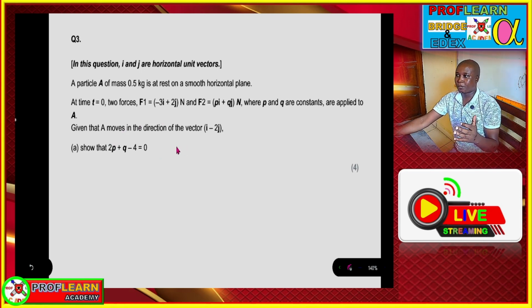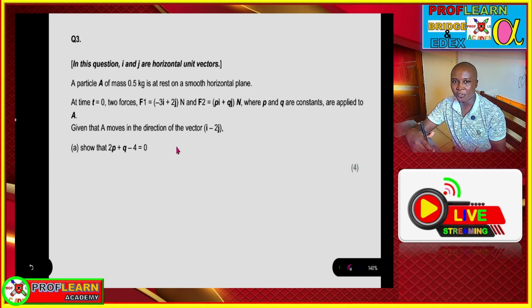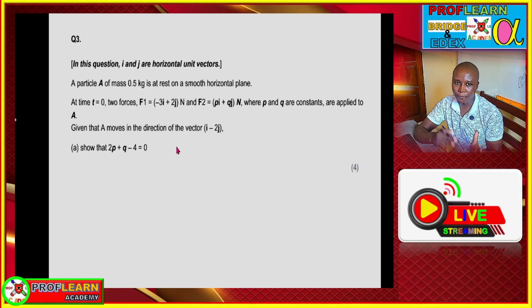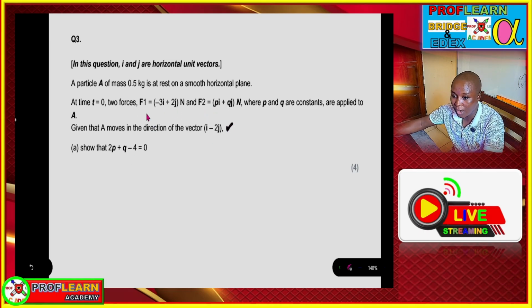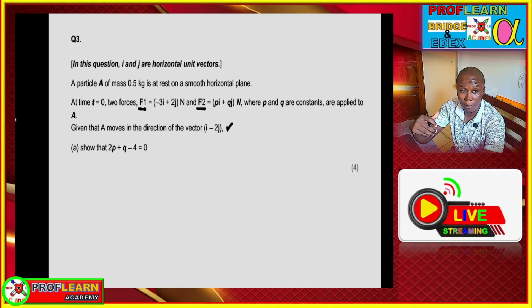So if an object is going to move in a particular direction, it means the force will be acting in that particular direction. Which means the resultant force, due to the effect of these two forces, are going to be acting in the same direction. So we can apply the rule of parallelism. We can say the resultant force and the direction of that vector are the same.